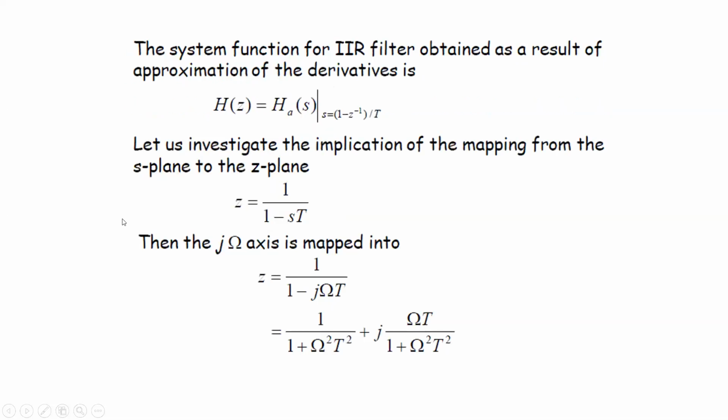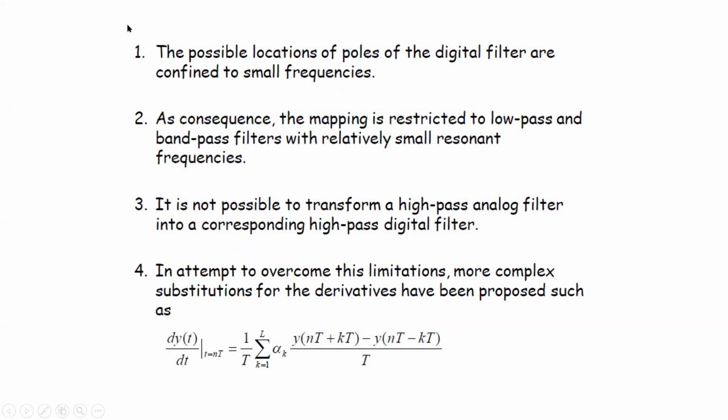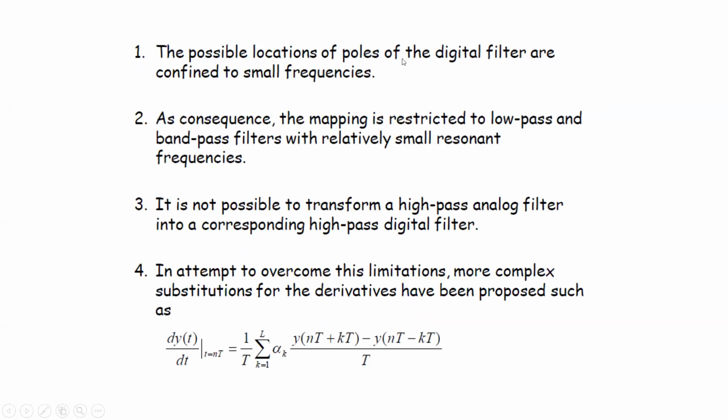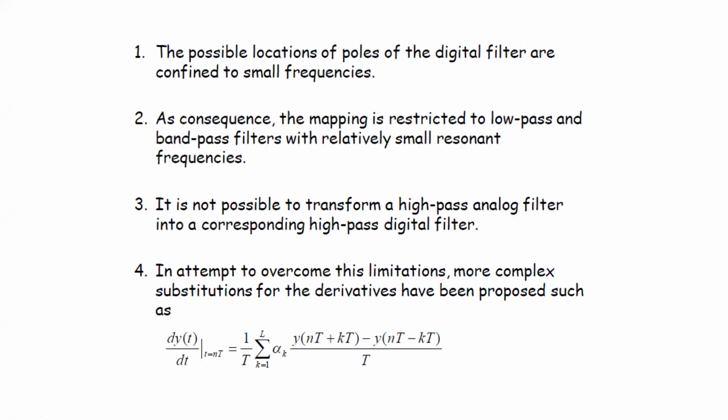If we use this method where s equals 1 minus z to the power minus 1 divided by T, we can improve upon this. Now, the possible locations of the poles of the digital filter, once we get the digital filter, because when we enter the Z domain it will be a digital filter. How did we enter? We replaced every S with 1 minus Z to the power minus 1 divided by capital T. The possible locations of the poles of the digital filter are confined. What is the problem with this method? The poles are confined to very low frequencies in this method of approximation of derivatives.